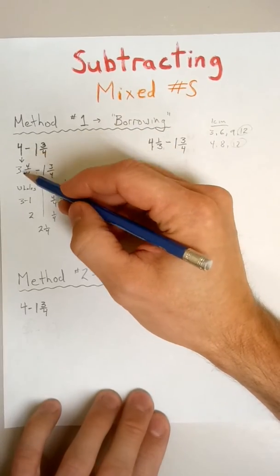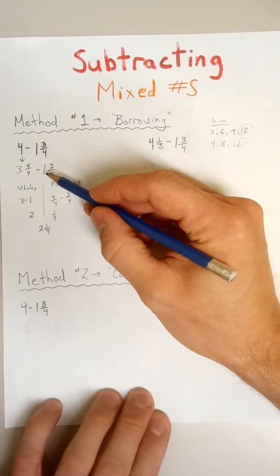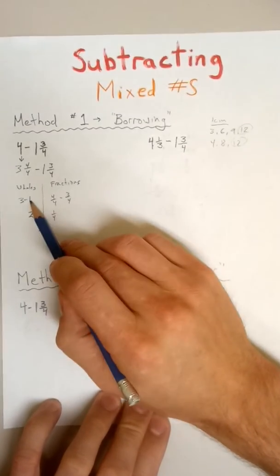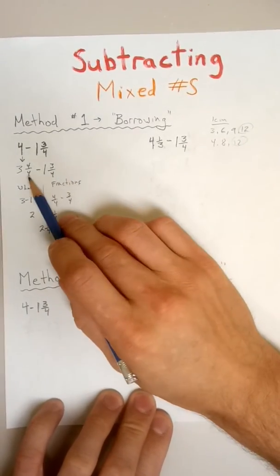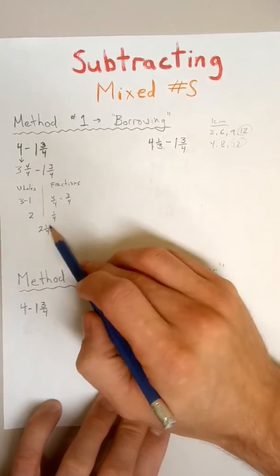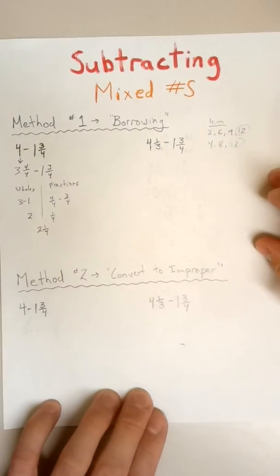So instead of 4, 3 and 4 fourths, minus 1 and 3 fourths, or 3 quarters, subtract my wholes. 3 minus 1 is 2. Subtract my fractions. 4 quarters minus 3 quarters is 1 quarter. Bring them together. 2 and 1 quarter.